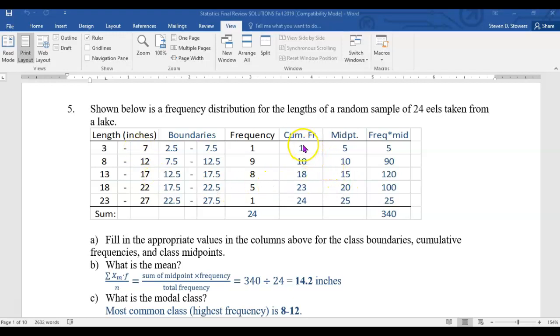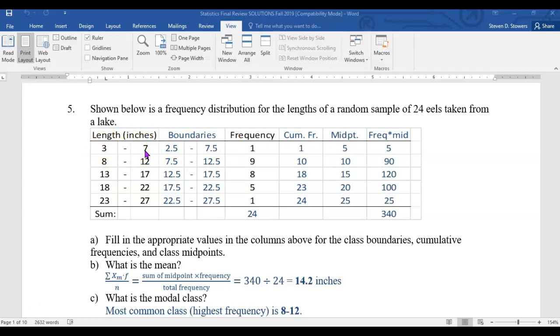To find the cumulative frequencies, you add up the frequencies. You start with just 1, but then 1 plus 9 is 10, plus 8 is 18, plus 5 is 23, plus 1 is 24. And for the midpoints, halfway between 3 and 7 would be 5. If you can't just see that, you can add those together and divide by 2.